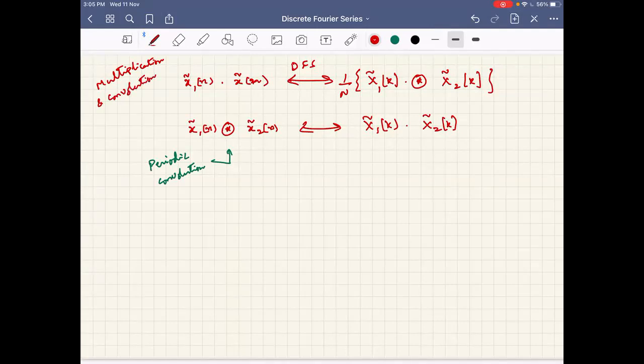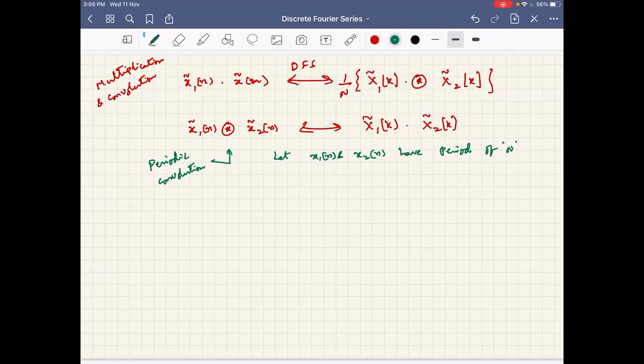However, for simplicity of discussion, let us take x1 of n and x2 of n. Both have a period of capital N. Okay, so let x1 of n and x2 of n have period of capital N. Then let us start this discussion.